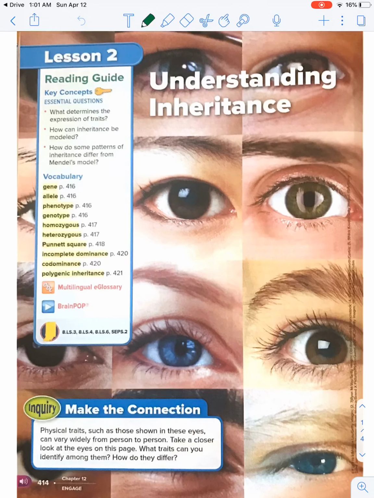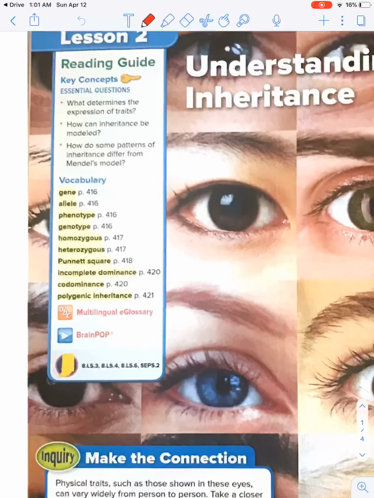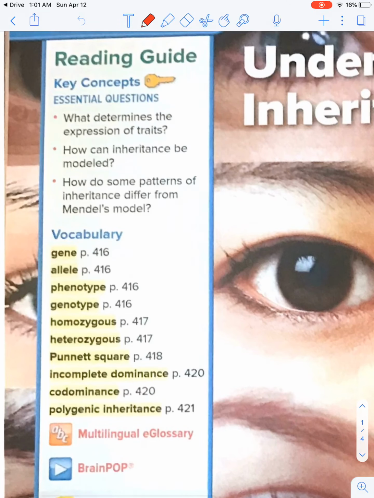Okay, let's read through lesson 2, the first 4 pages together. The first thing I want to look at is the reading guide's essential questions. So, what determines the expression of traits? So that's what we're going to be learning about. What's determining traits, and then how can we model inheritance? How can inheritance be modeled?